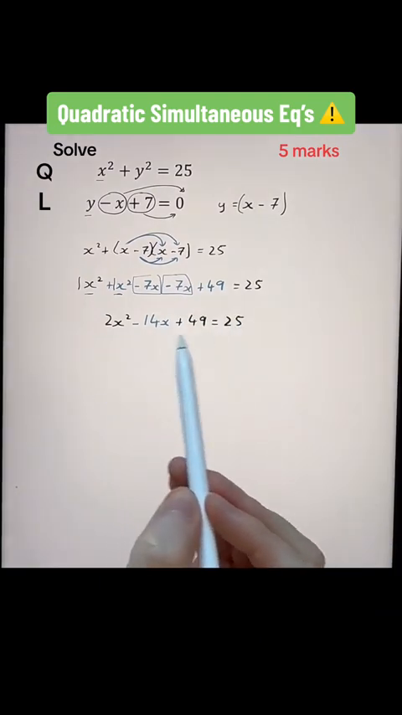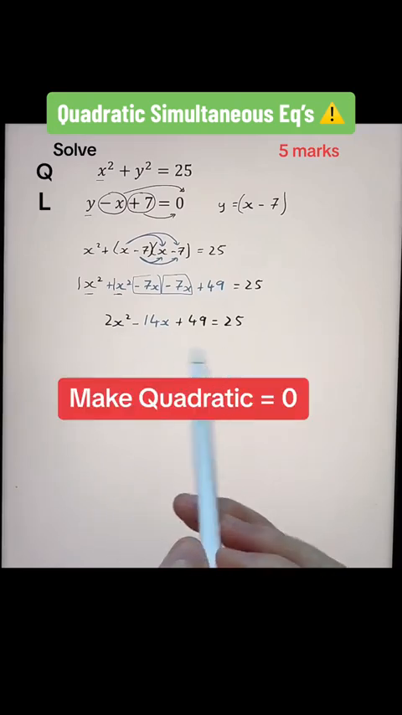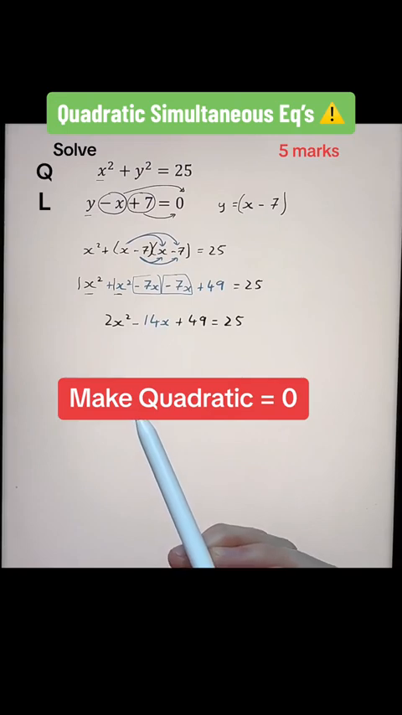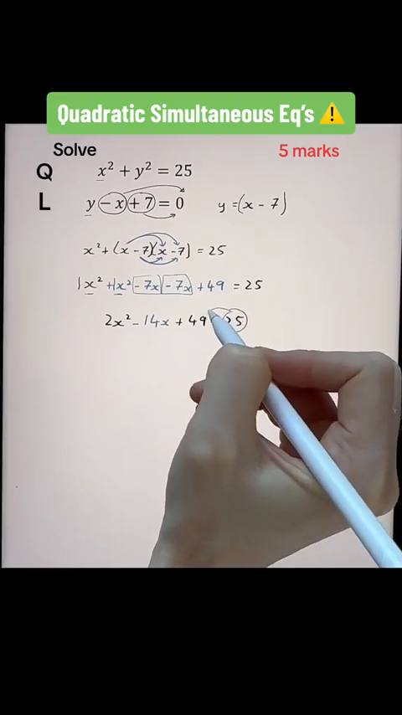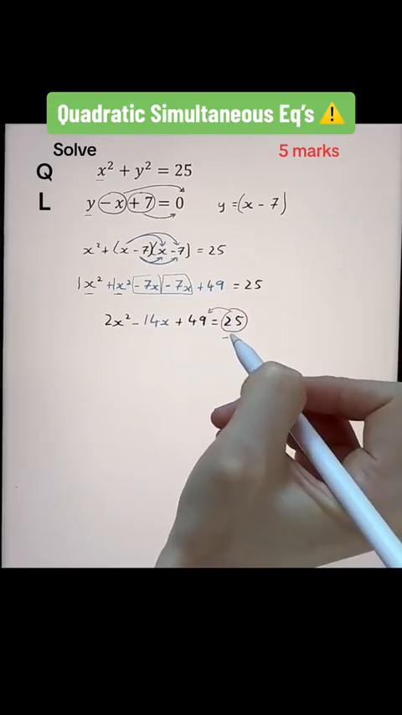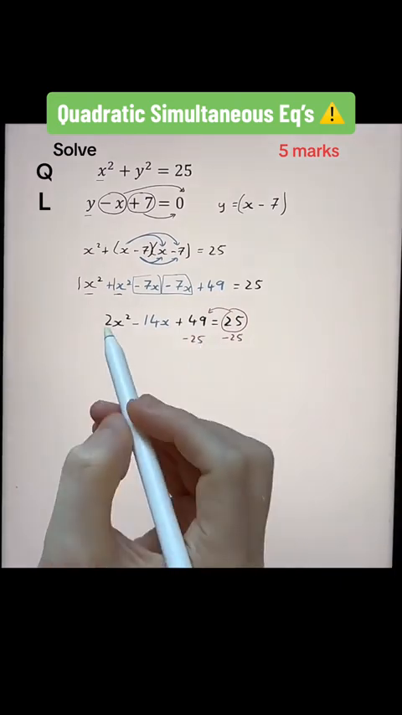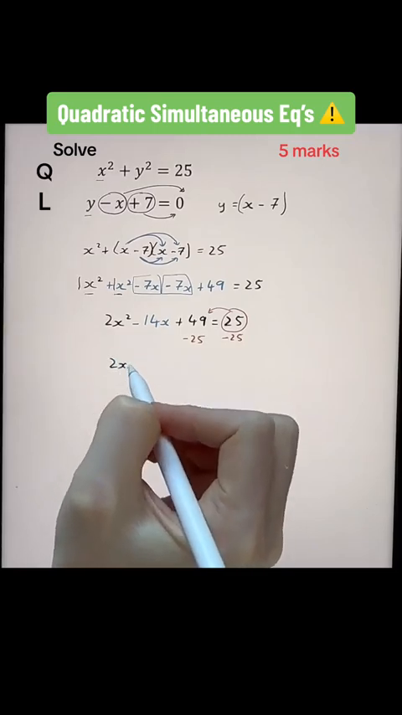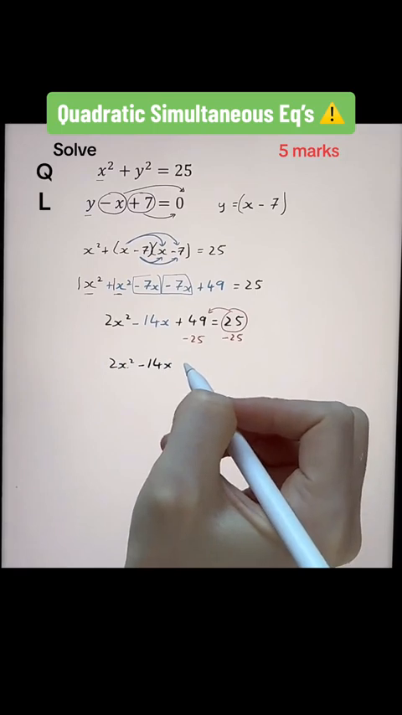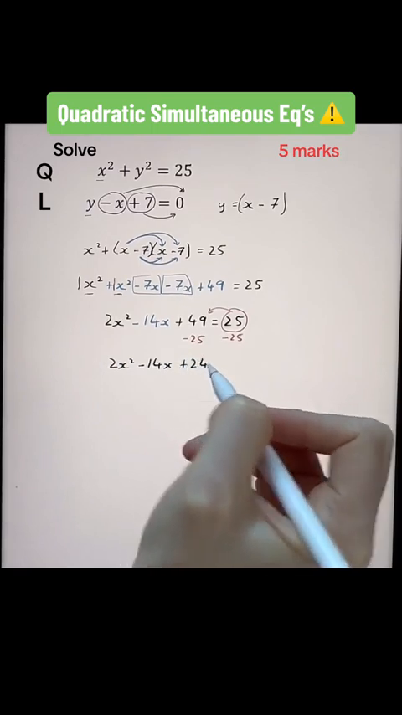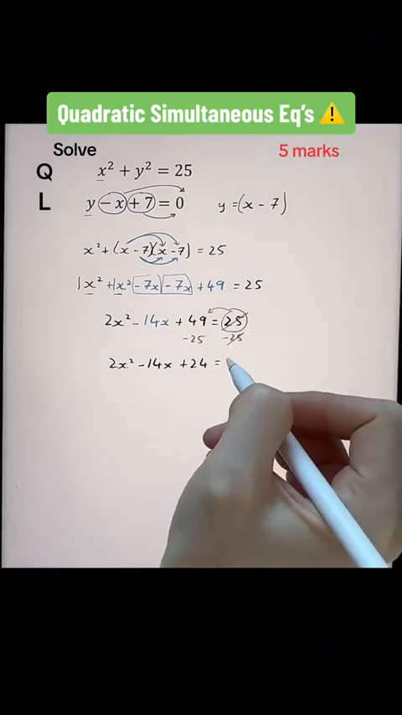I can now see I'm getting a quadratic in terms of the letter x. To solve a quadratic, I always want my quadratic equation to equal 0. Hence, in this case, I'm going to move the 25 from the right-hand side across to the left by doing the opposite. The opposite of add 25 is subtract 25, so subtract 25 from both sides. On the left-hand side, I've still got 2x squared and negative 14x. I know that 49 take away 25 will give us 24. On the right-hand side, 25 subtract 25 will cancel to leave us with 0.